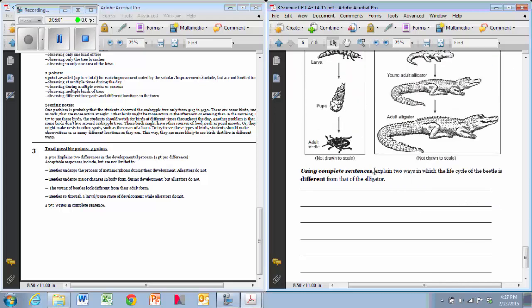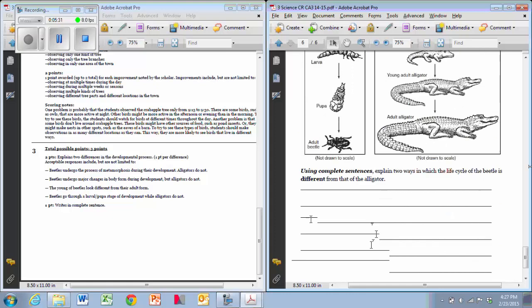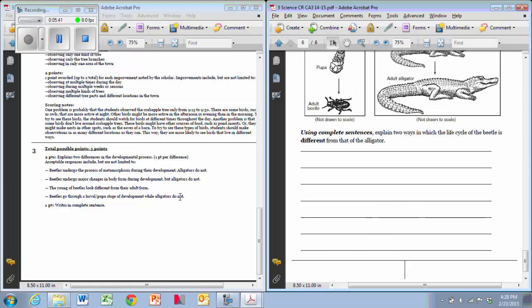There's a few different answers that they can go with. One might be beetles undergo a major change in body appearance, but alligators do not. As alligators, while they get bigger, they look very similar. They could also write how young beetles become pupas in this part right here, but alligators never become pupas. So they should receive 1 point for each difference that they note. So that is up to 2. And then they get their additional third point if they write in complete sentences. And you'll see there's a number of different responses they can have right here.